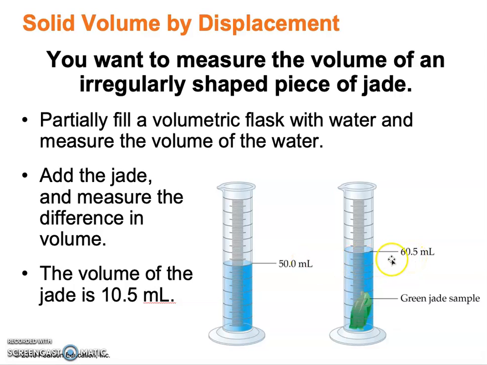So the difference in volume of this volumetric flask after I add the jade and before I add the jade is the difference between the two volumes. That is 10.5 milliliters. This is the volume of the jade, and that's why we call it the water displacement method.